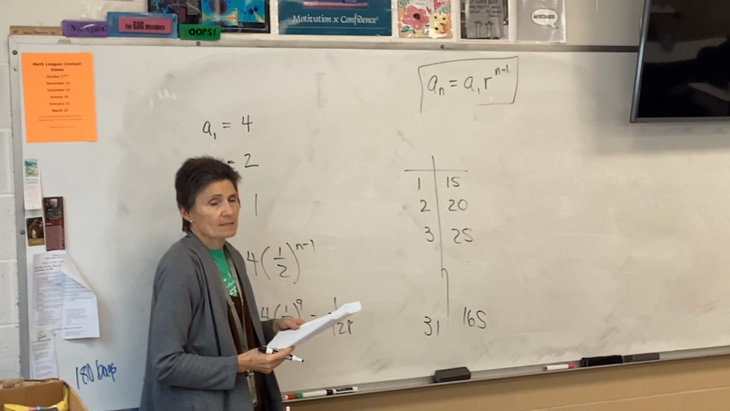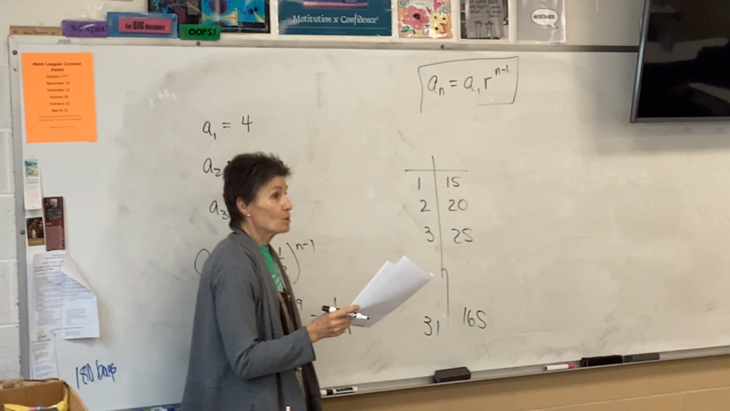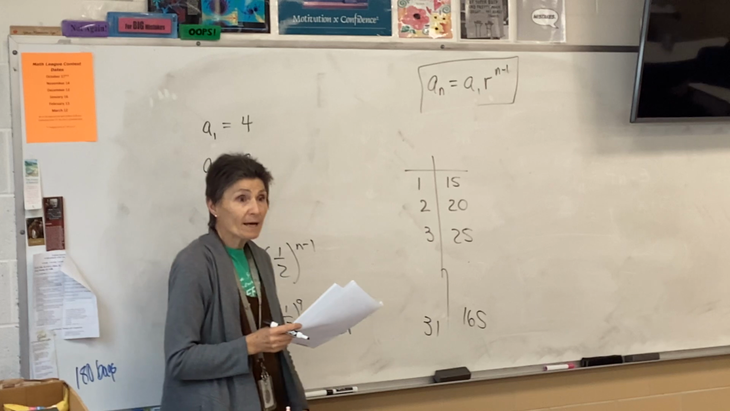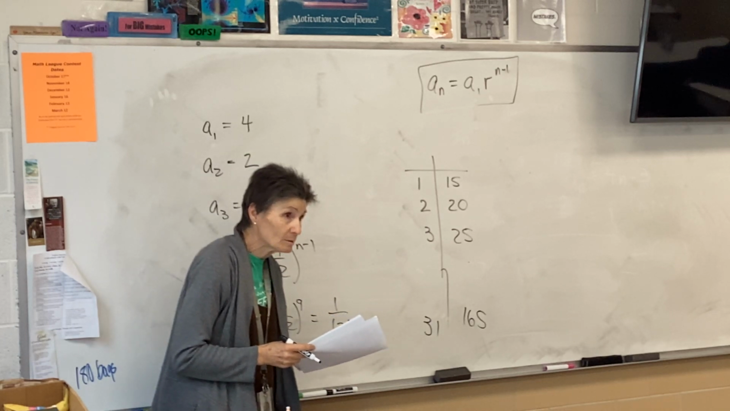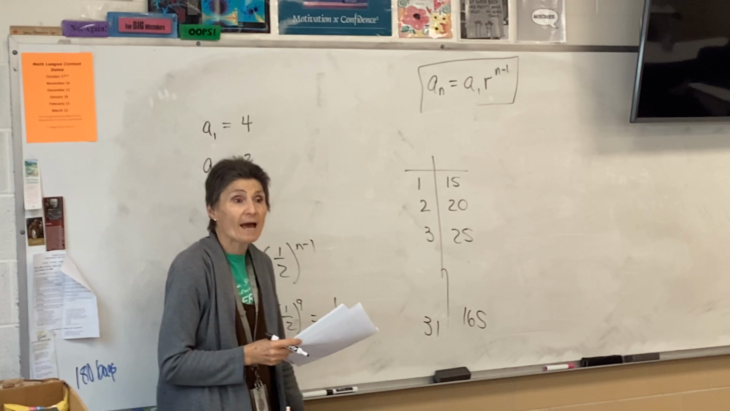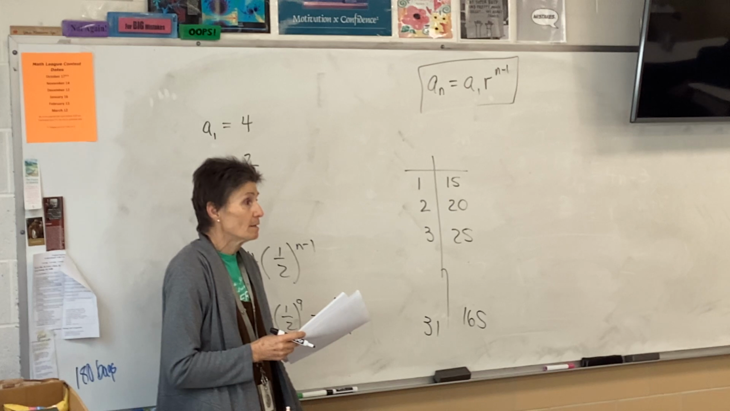Is this arithmetic or geometric? Yeah, which one? Arithmetic, because it's going up every day by the same amount. We're not multiplying, we're simply adding 5. So the common difference is 5.